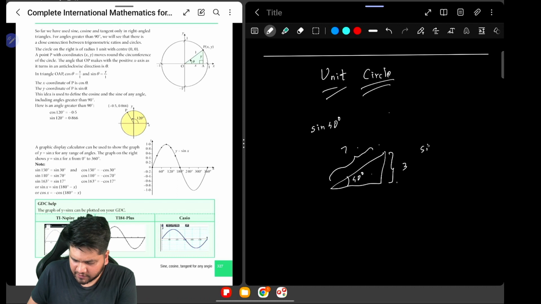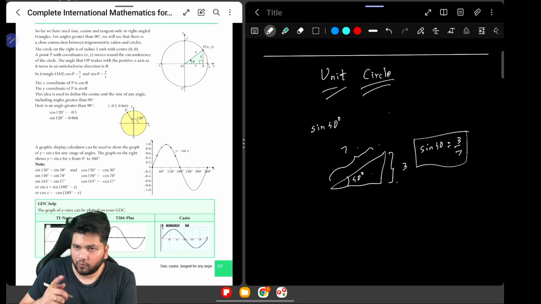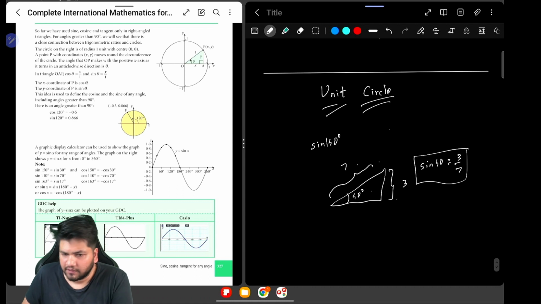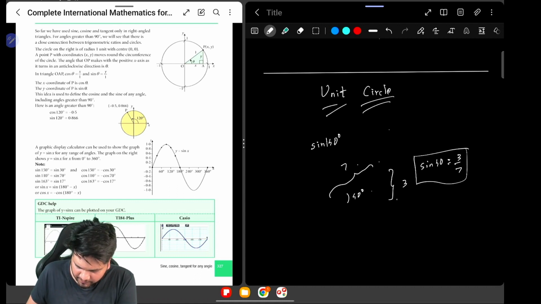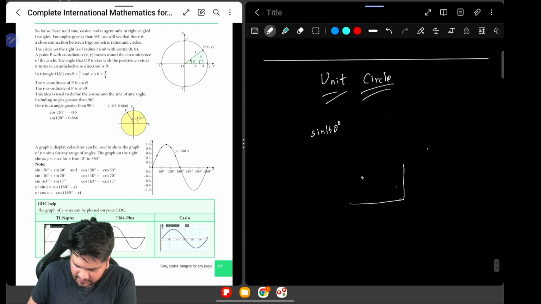So sine 40 is what? Sine 40 is opposite upon hypotenuse, which is 3 by 7. Everybody knows this thing, correct? Right? Now what if I ask you sine of 140 degree? Let's try that way. So what we'll do, obviously one angle has to be a 90 degree angle, so of course one angle is 90 degree.